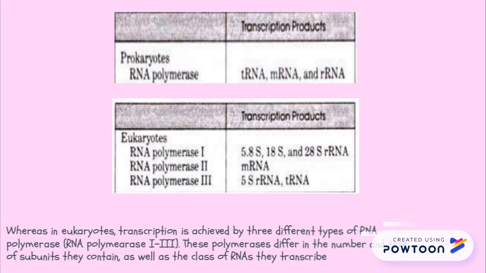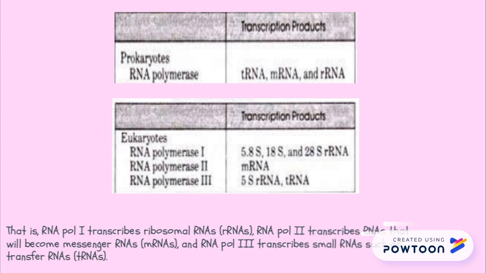These polymerases differ in the number and type of subunits they contain, as well as the class of RNAs they transcribe. That is, RNA polymerase 1 transcribes ribosomal RNAs, RNA polymerase 2 transcribes RNAs that will become messenger RNAs, and RNA polymerase 3 transcribes small RNAs such as transfer RNAs.